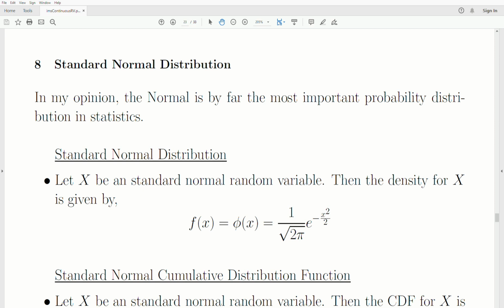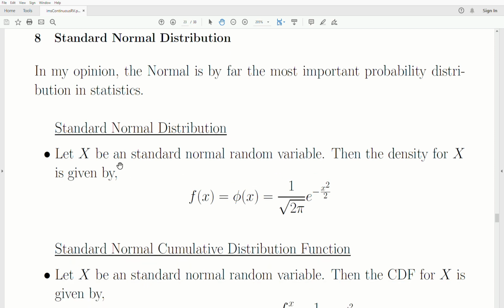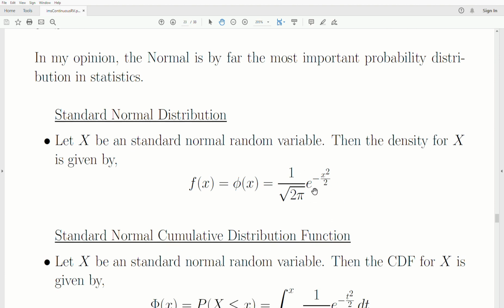In my opinion, the normal distribution is by far the most important probability distribution in statistics, hands down. The standard normal distribution definition is: let X be a standard normal random variable, then the density for X is given by this. f(x), often denoted by phi of x, that's the lowercase Greek letter phi, is 1 over the square root of 2 pi e to the minus x squared over 2. Notice there's no parameters in here, and that's why that's the standard part of the standard normal.